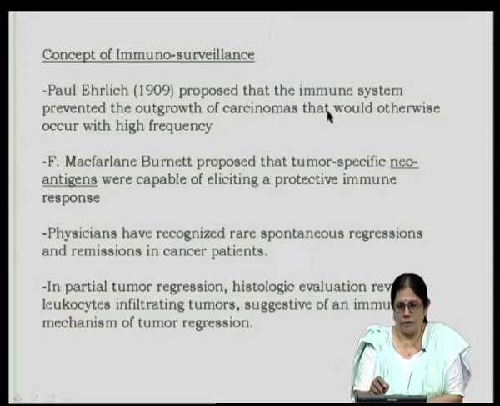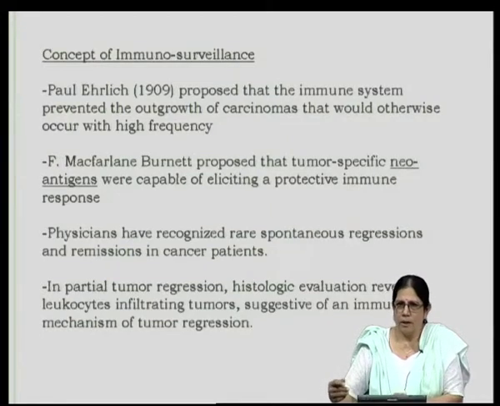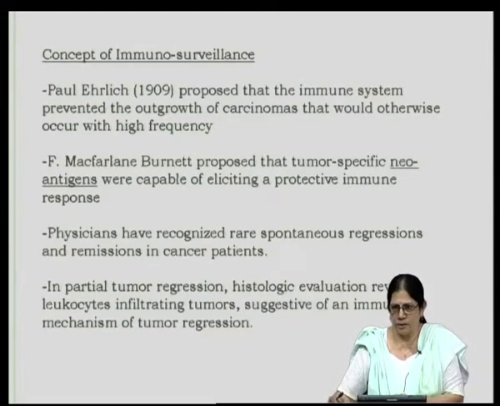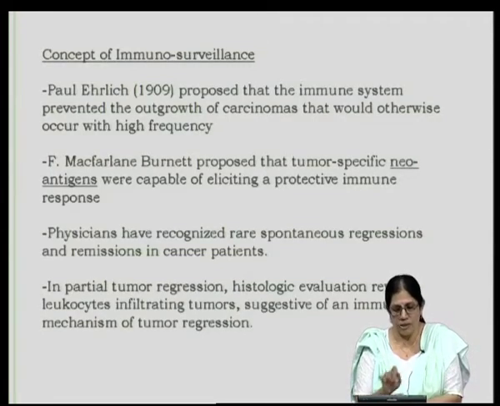It has been seen that the immune system also starts to degenerate with age, and therefore accumulated mutations slip by. Therefore, cancers would arise. So, in old individuals there may be cancers that have established themselves, but before the cancer has taken its toll, the individual dies because of other reasons, maybe circulatory system failure or kidney failure. So, Paul Ehrlich said that the immune system prevents the outgrowth of carcinoma that would otherwise occur with high frequency.